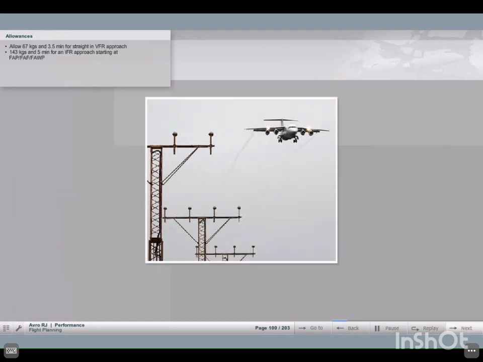Approach and landing. Allow 67 kilograms and 3.5 minutes for a straight-in VFR approach from 1,500 feet, or 143 kilograms and 5 minutes for an IFR approach starting at the final approach point, waypoint, or fix.